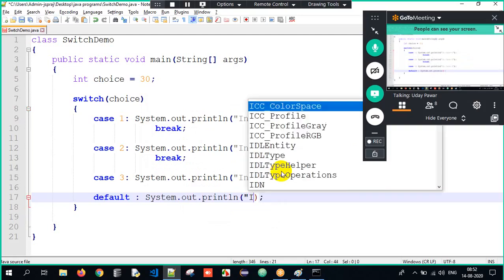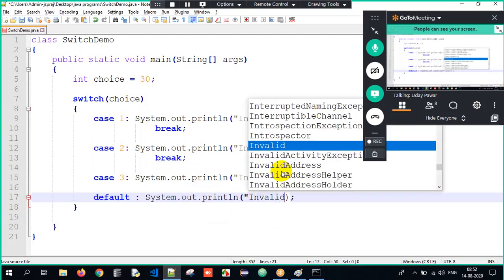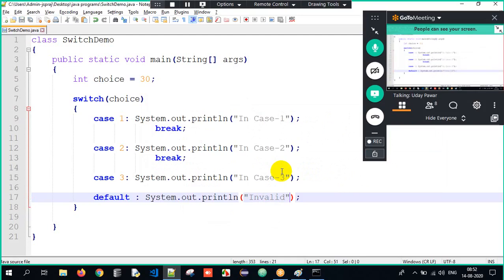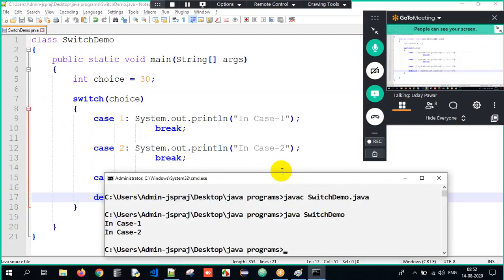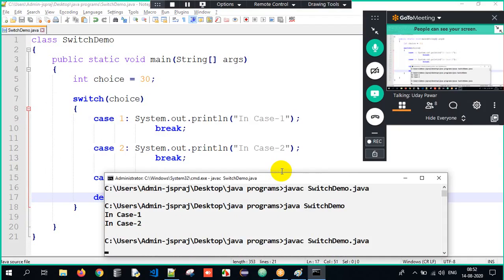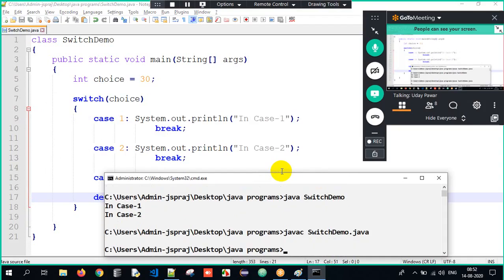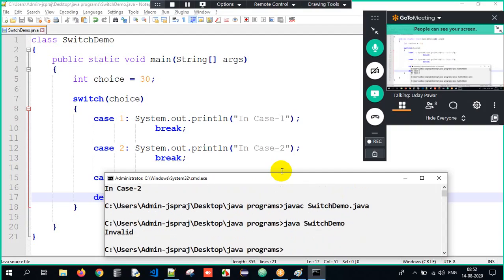Okay, so here I'll just give it as invalid. So now what will be the output here? See, when I compile my Java program and when I interpret my Java program, look at the output what I get here. Did I get the expected output as invalid? Yes.